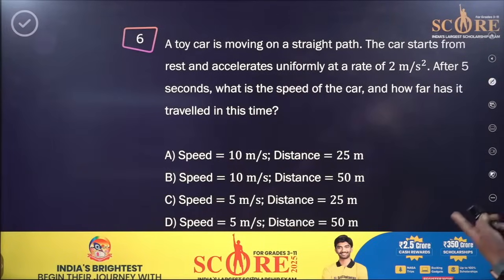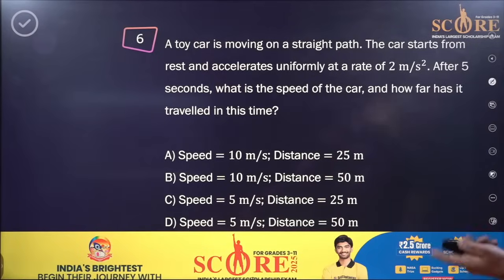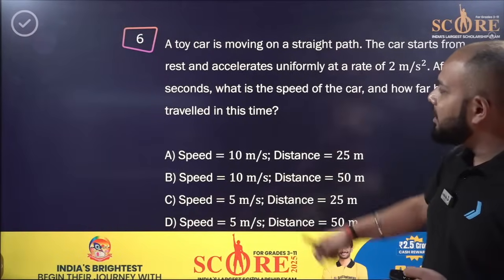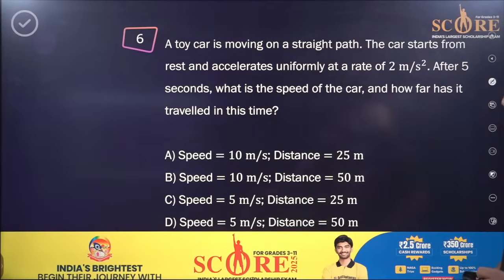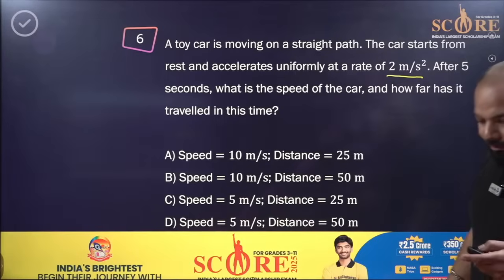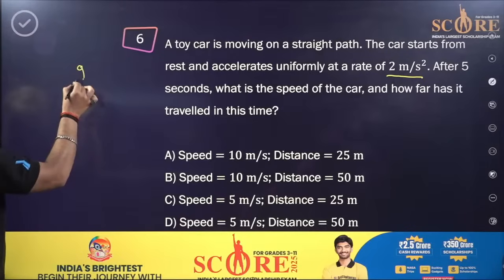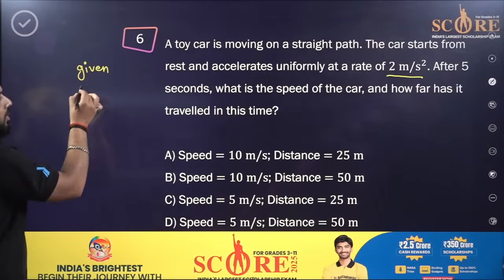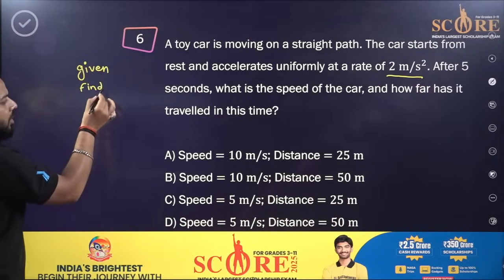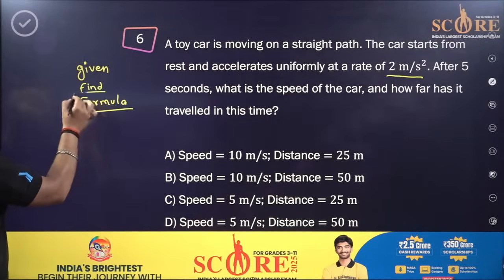A toy car moving on a straight path. So here comes the motion chapter. A toy car is moving on a straight path. The car starts from rest and accelerates uniformly at the rate of 2 meter per second square. For the numerical, for your descriptive paper, always try to do one thing: always start by writing given, then find, and then the formula.